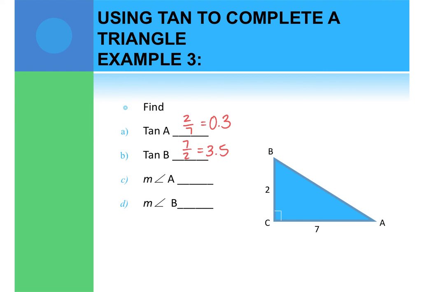All right. The measure of angle A. Any ideas? Well, we know that the tangent of A is 2/7, right? So how would we find angle A? You have to use the tan inverse. So clear your calculator, plug in tan inverse, and then put 2 divided by 7. And you should get 15.94, which is 15.9 degrees.